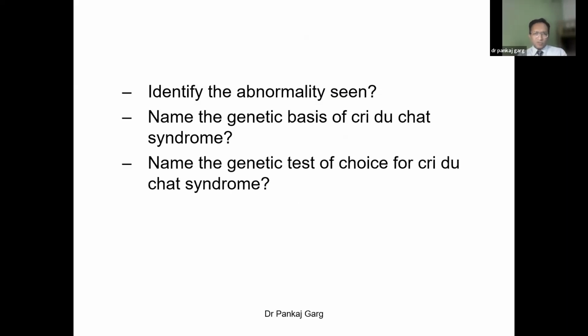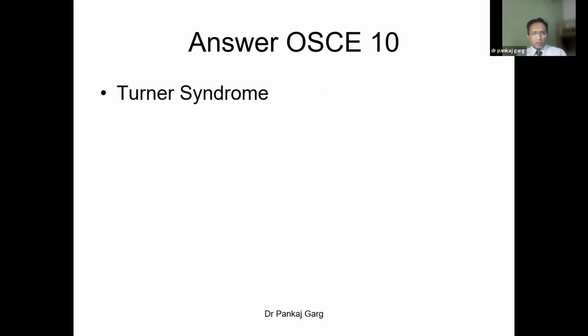Name the genetic test of choice for Cri-du-chat. How do you diagnose Cri-du-chat? What is the test of choice? FISH or karyotype, which is better? Whenever you have deletions of the short arm, FISH has the better diagnostic ability. Microarray is wrong. FISH will be the right answer. Right, let us look at the answers. Deletion of 5p is the right answer, and FISH. Okay.